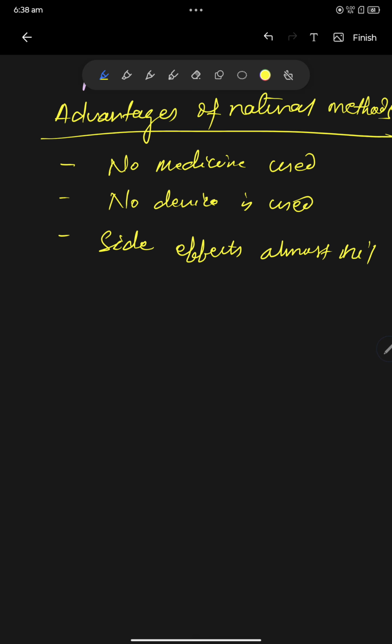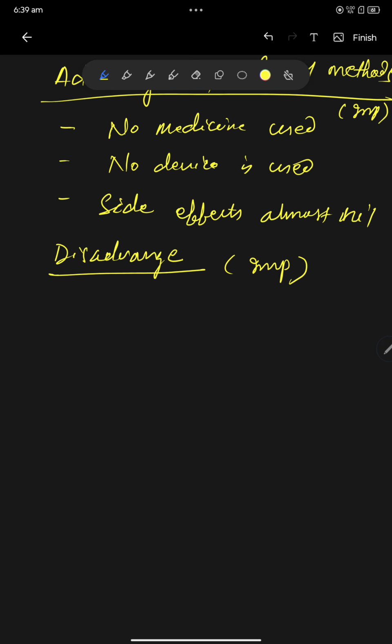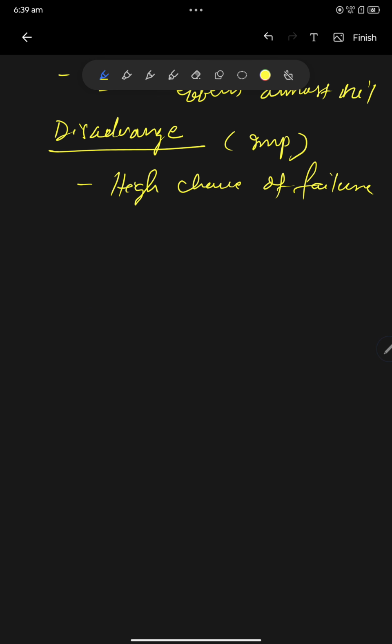But there is a disadvantage: the chance of failure is there. What is the greatest disadvantage? This is very, very important. These points are also important, children. It is a high chance of failure. So these are about the natural methods.